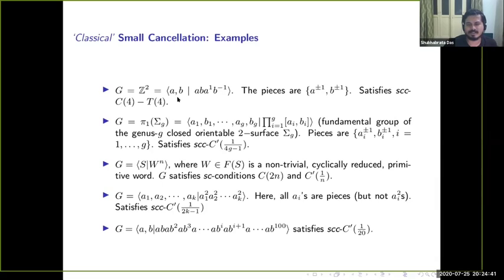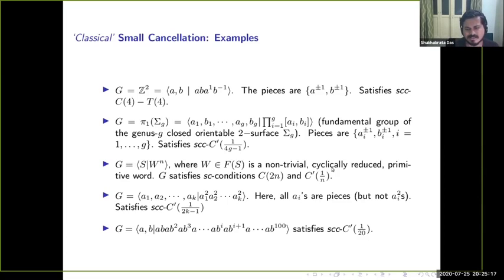So this satisfies the C4 T4 condition, and as we have seen, for a genus g surface, the defining relator is a product of g commutators. So we have one relator with length 4g, and here the pieces are only a_i's, b_i's and their inverses. So they are all length 1 pieces. So it satisfies C'(1/(4g-1)).